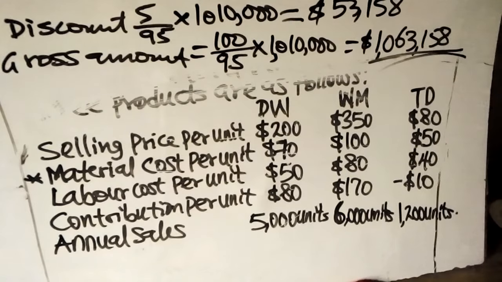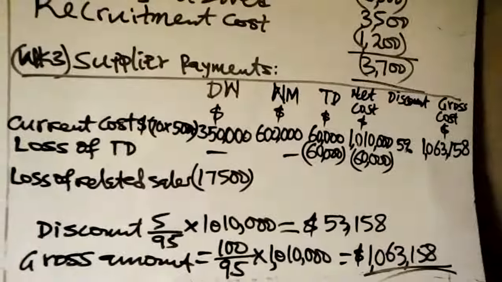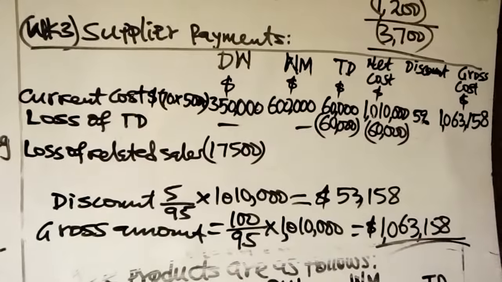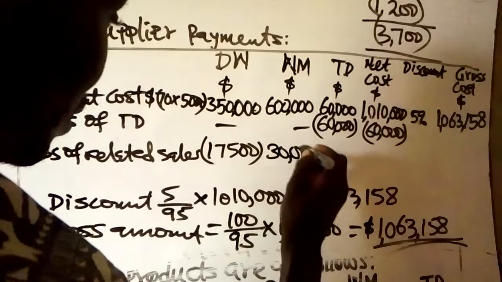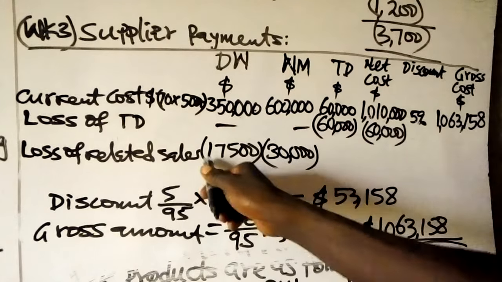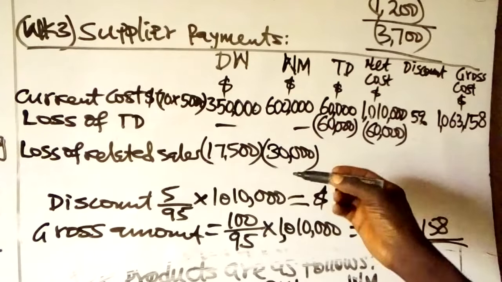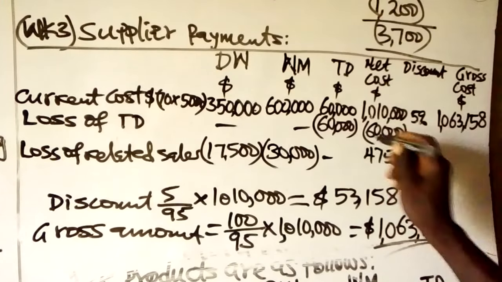That of WM, 5% that will be lost. 5% of 6,000, then we have 300. 300 times the material cost of 100 will give us 30,000. So you have 30,000 that will be lost. If you add this 17,500 plus 30,000, then you have 47,500. That will also be lost.